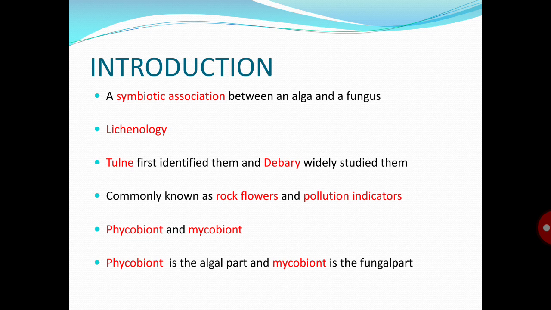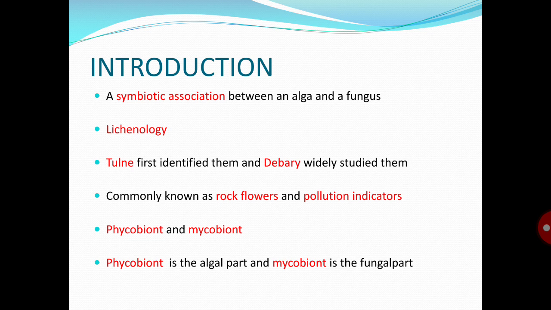And as they grow in the pollution free environment where no man activities are seen, that is why they are also called pollution indicators. When you find all lichen in a region, we can say that is free from all types of pollution. Hence, they are called pollution indicators.